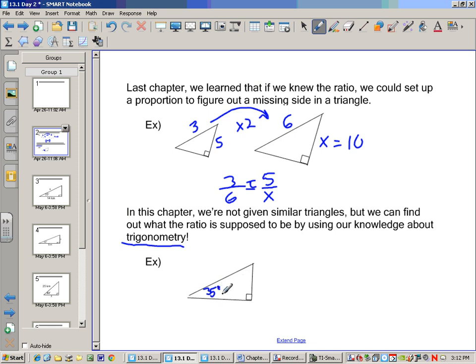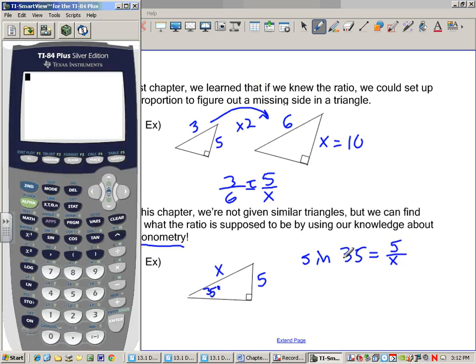All right, my computer's running a little slow here. And say if this side is 5 and I want to know my hypotenuse, which is x. I can say the sine of 35 degrees is equal to the opposite side, which is 5, over x, which is my hypotenuse. Now the sine of 35, that's some number.